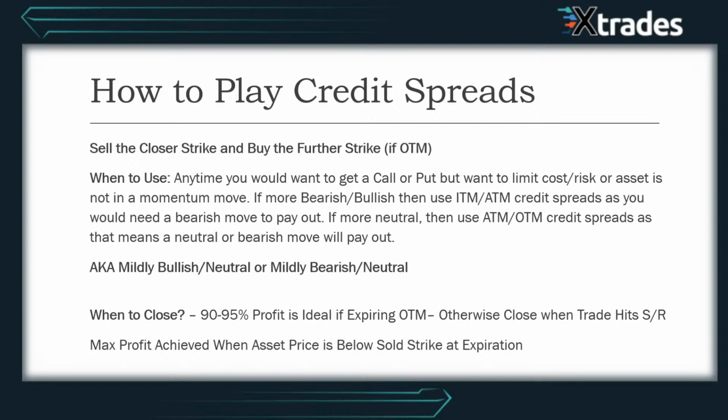So usually when do you close it? I usually like to close them for 90 to 95% of the max total value of the spread, if it is expiring out of the money, right? So I usually don't like to wait until the very end of the day. If my credit spreads are going to expire that day, I usually just like to close them out personally. If I can get 90 to 95%, then I'll just get out, right?